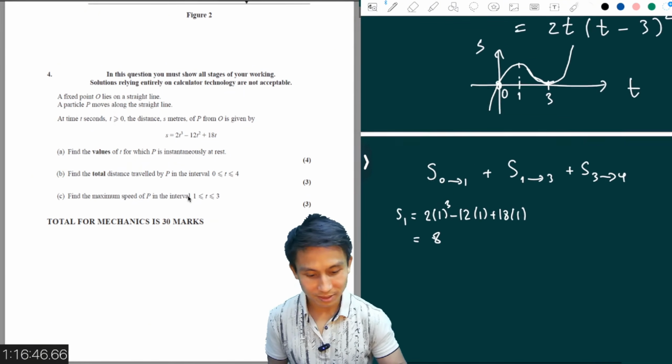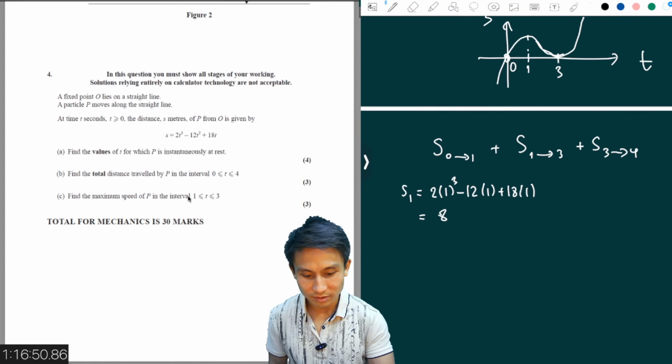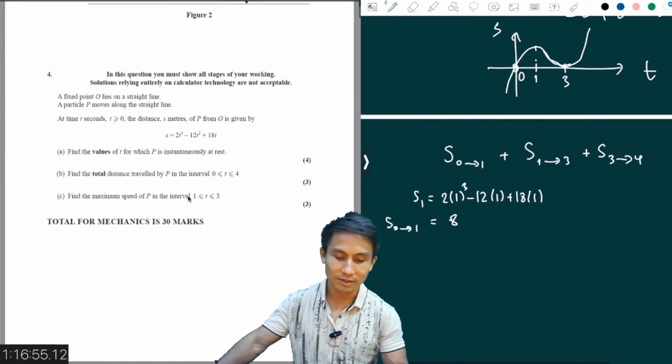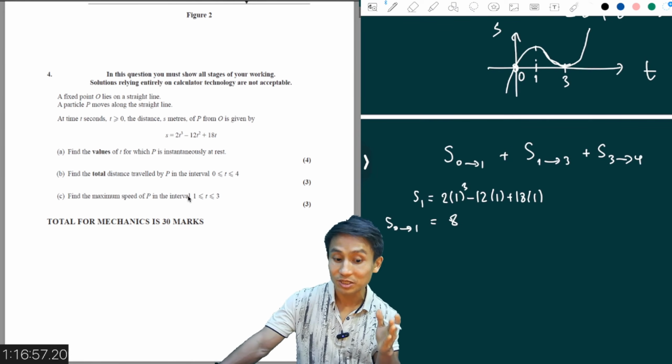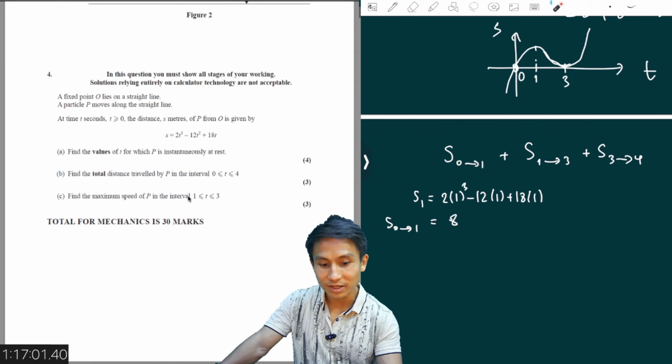Yep. Happy with that? Yeah, so that's S0 to 1. Right? And S1 to 3, right? Okay, so we know that S3 must be 0. That means S1 to 3, to make it make sense, is 0 displacement. So you have traveled up to this point by 8 meters. And you want to go back to the origin.